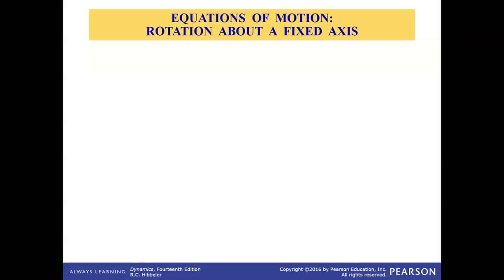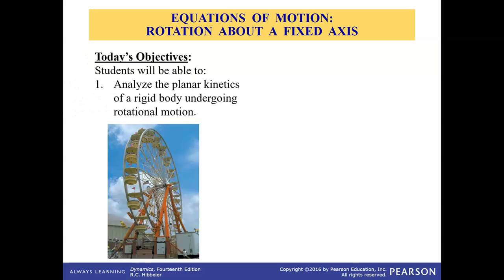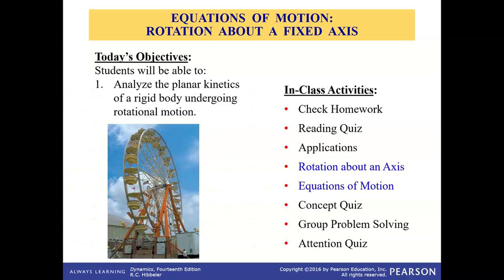This is pure rotation, so it's only rotation, not combined with translation. In this part we'll derive the equations of motion for rotation about a fixed axis, and in the second part of this video we will do the same thing for the general plane motion of a rigid body and derive those equations of motion. But that's in part 2. For this part, let's talk about the planar kinetics of a rigid body undergoing rotational motion.